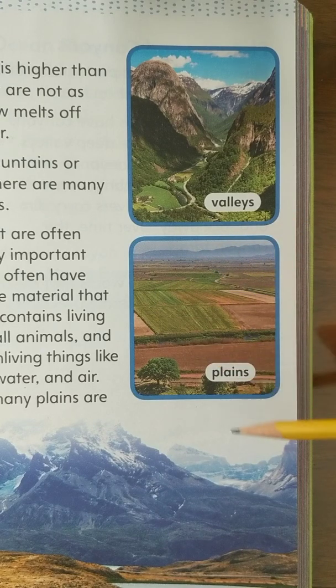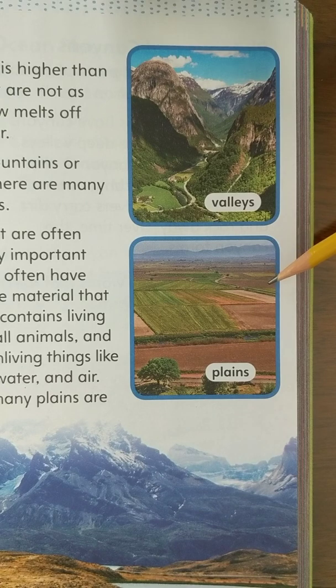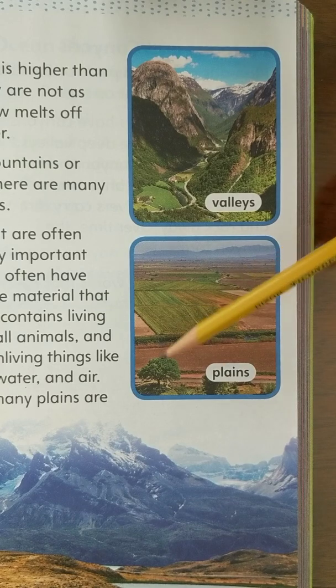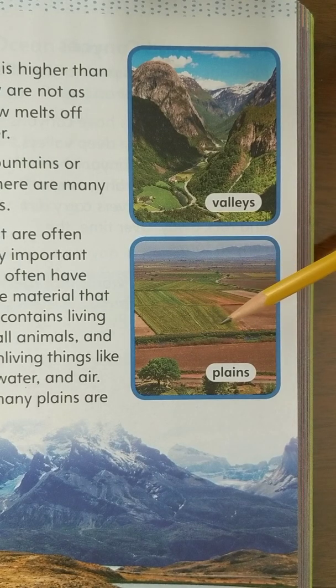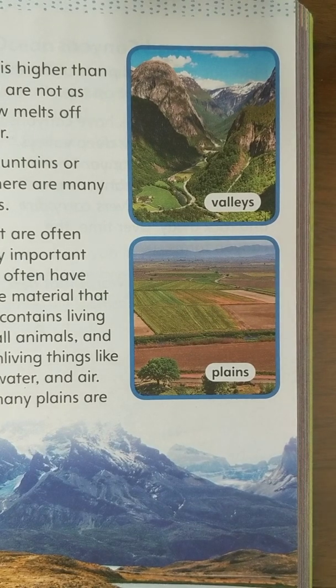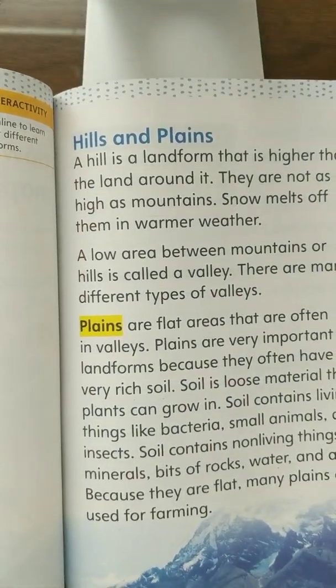And if we remember from our social studies, where are most of the plains in the United States? Most of the plains would be in the middle of the country. We do have plains in California, and we do have some farmland in California as well, but most of them are in the middle of the country, and that's where we grow most of our wheat and our corn. Okay, turn the page.